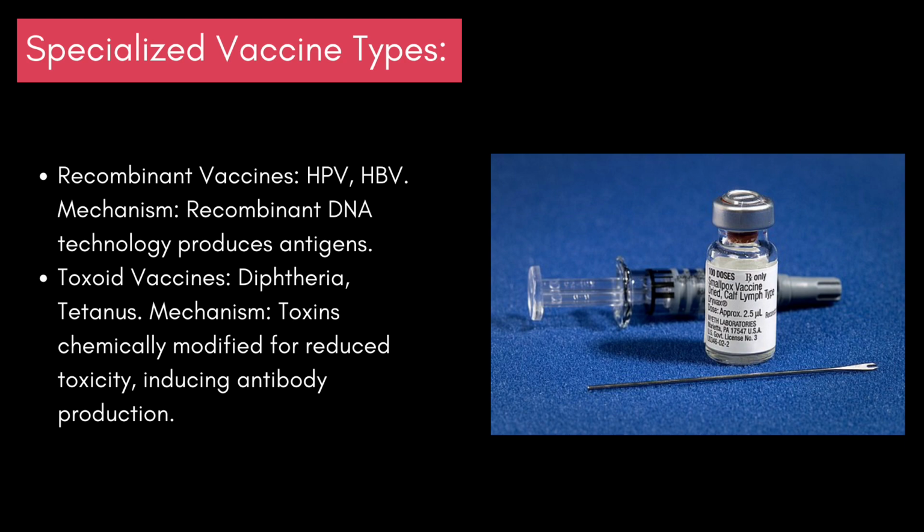All right, next topic, specialized vaccine types. Recombinant vaccines, HPV. Mechanism, recombinant DNA technology produces antigens. Toxoid vaccines, diphtheria, tetanus. Mechanism, toxins chemically modified for reduced toxicity, inducing antibody production.